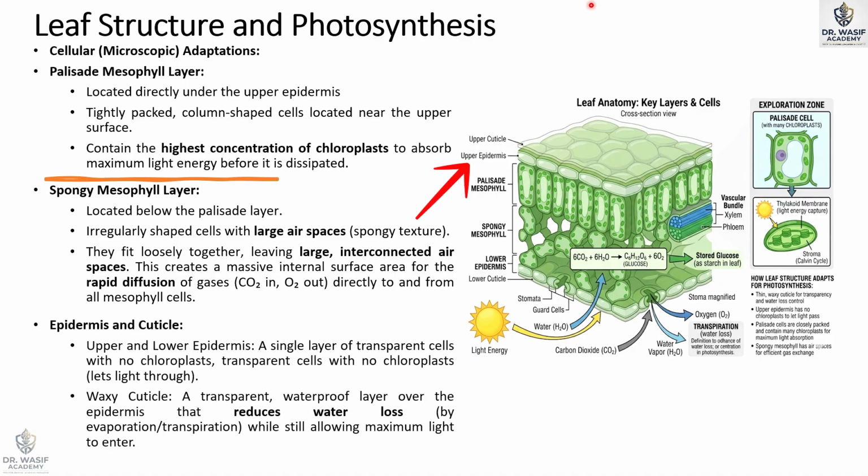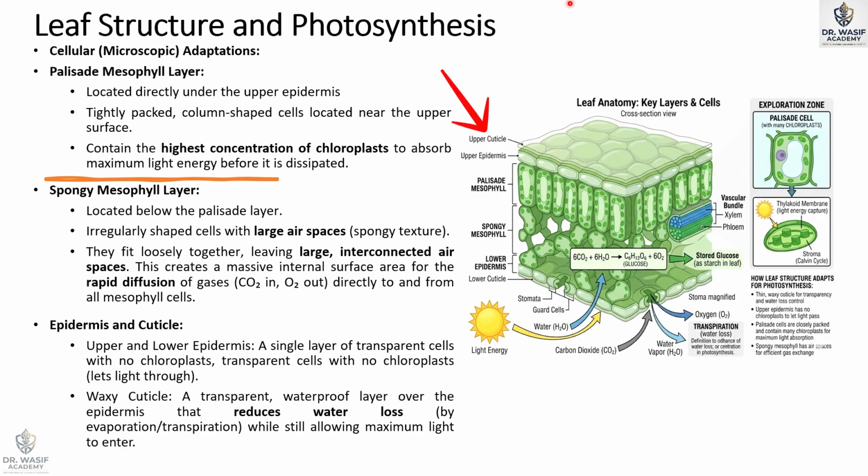Finally, let's look at the protective layers. The epidermis. Where is the epidermis? Locate it here. This is the epidermis. That is the cover. So the epidermis is just like the plant's skin. It is made of transparent cells with no chloroplasts, which act like a window, letting light pass straight through to the palisade mesophyll cells.